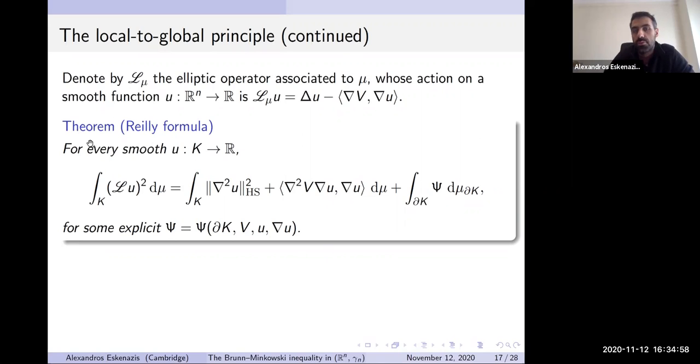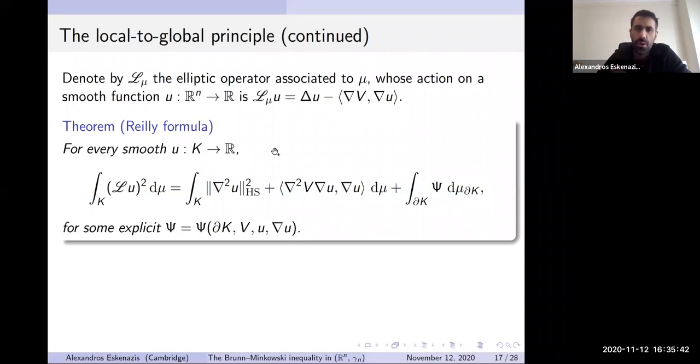And then we have a theorem that's called the Reilly formula, which tells you that if you have any convex set and any smooth function on K, then you can do integration by parts with respect to this operator L mu. Sorry, there's a typo here on K. So the integral of L mu of u squared is the integral of the Hessian squared plus this quadratic form of the gradient of u. So the Hessian of V, nabla u, plus boundary terms, which depend again on the measure, the surface, the potential, u, and its derivatives.